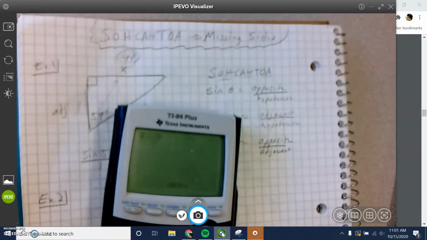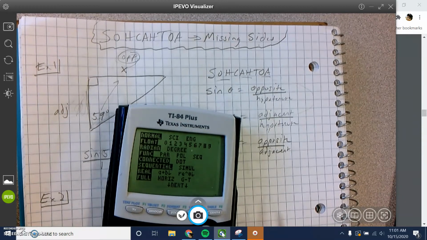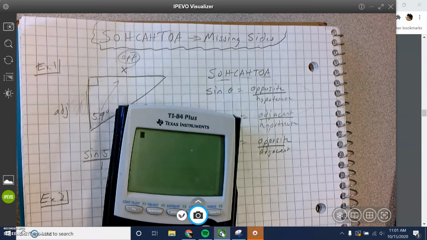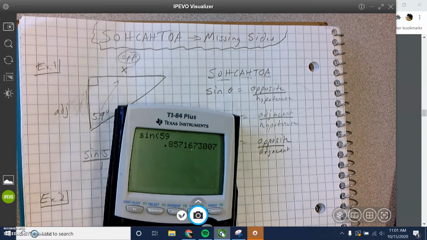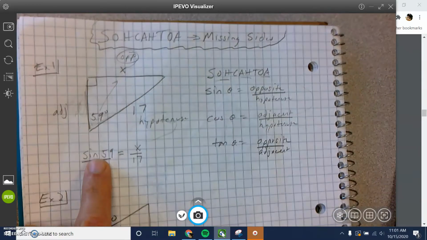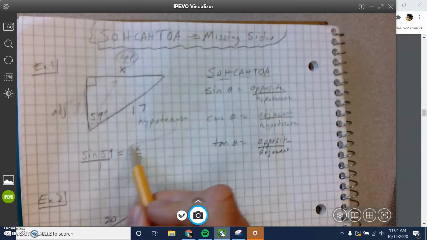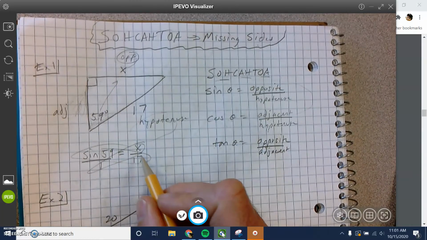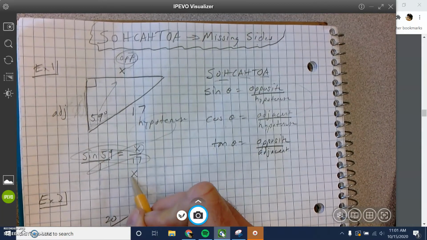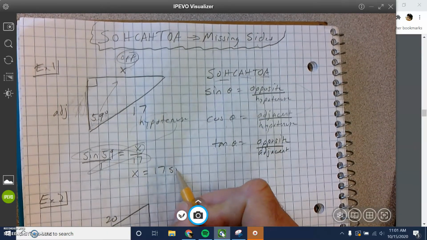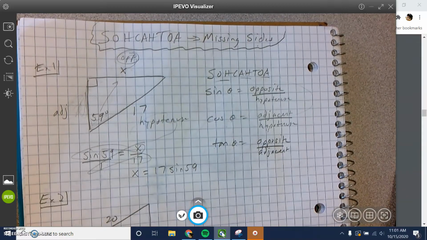So first you got to hit mode. If you have a calculator, you got to be in degree mode. So whatever you're using, make sure you're in degree mode. So sine of 59, that's a crazy number like that. So this would just be like 5 over 1 or 10 over 1. Just treat it like that. So you cross multiply. So x times 1 is just x. And then this is 17 times sine of 59.